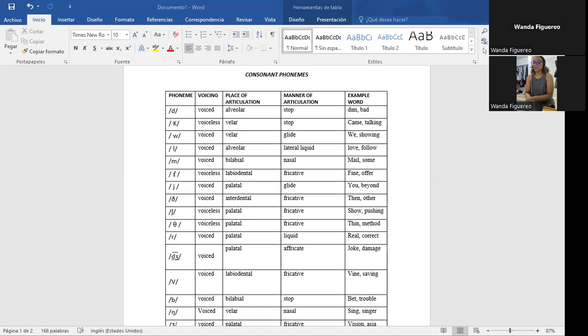Also, we have palatal sounds that happen when the body of the tongue gets in contact with the hard palate. We also have velar sounds that happen when the back of the tongue makes contact with the soft palate. And finally, we have glottal sounds that happen when there is a restriction of the airflow at the glottis.